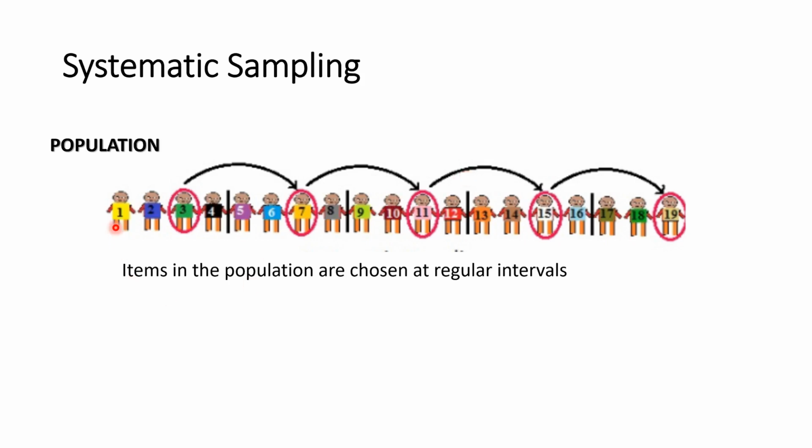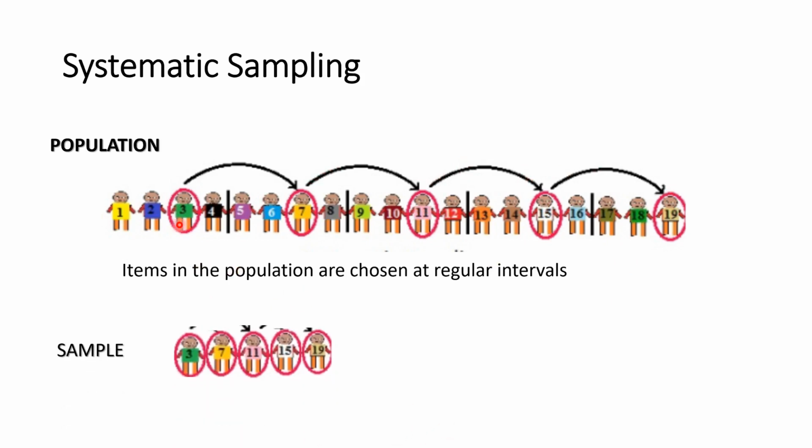Then we randomly select a number from 1 to 4, and we actually got number 3, and thereafter select every fourth one. So number 3 was chosen. 3 plus 4 is 7. 7 plus 4 is 11. 11 plus 4 is 15, and 15 plus 4 is 19. So your sample is selected at regular intervals. So my sample is number 3, 7, 11, 15, and 19. So what was done here, number 3 was chosen, by the way, randomly. Then after that, every fourth one. And that is called systematic sampling.